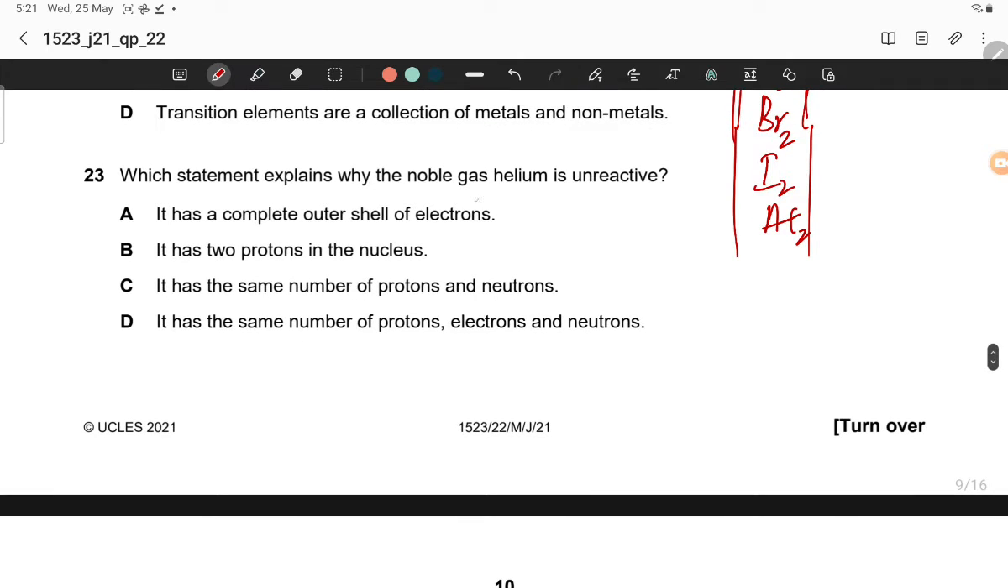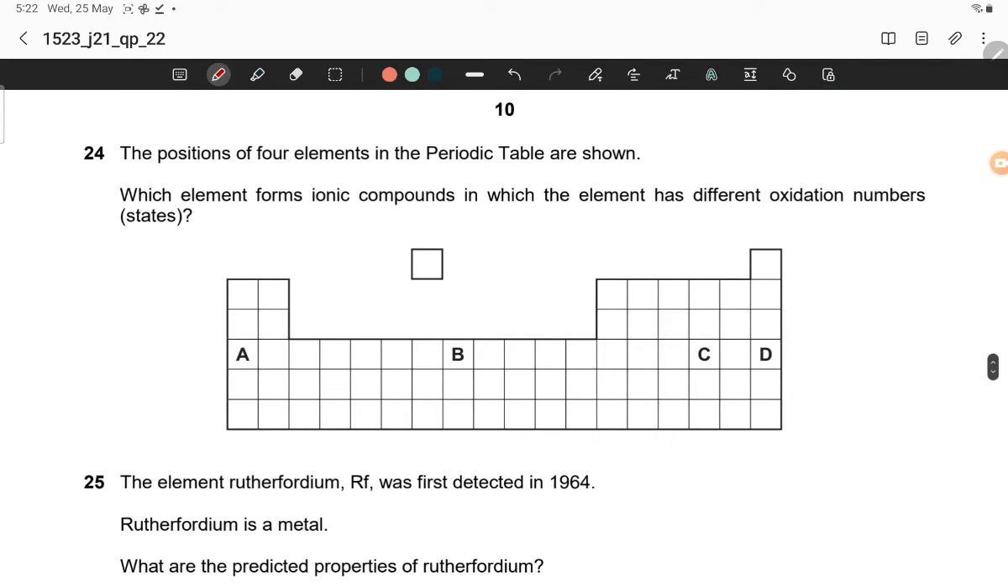Which statement explains why the noble gas helium is unreactive? It has a complete outer shell of electrons. It has 2 protons. Why is it unreactive? It depends on the number of valence shell electrons. It has a complete outer shell of electrons, then it is unreactive. This statement justifies that it is unreactive. A option must be correct. It has 2 protons, no nucleus. It does not justify that helium is unreactive. It has the same number of protons, electrons and neutrons. Not correct. So 23, A option is correct.